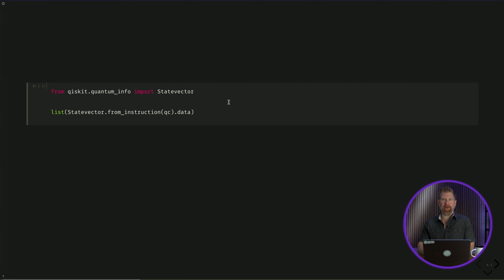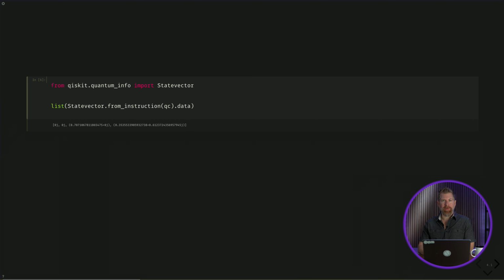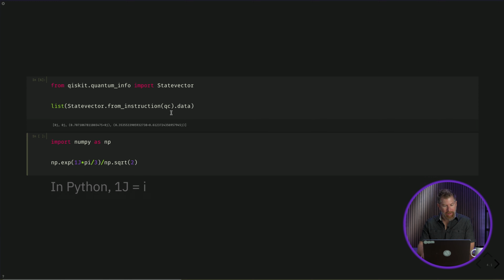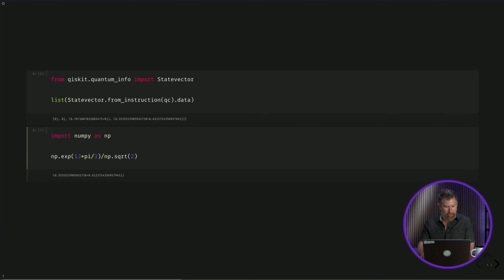We can even verify this numerically if we like, showing the effect on the |1,1> state is indeed a rotation by π/3. We write the data from the instruction, and we can calculate the phase with NumPy by putting e^(iπ/3) over the normalization factor of square root of 2, and we see the last element of the array is indeed the same.